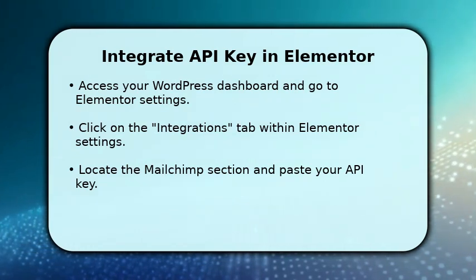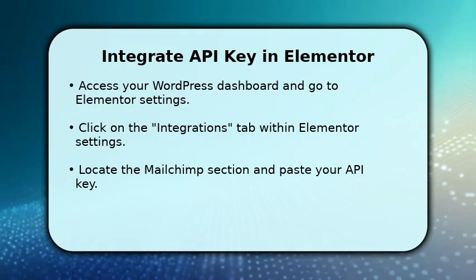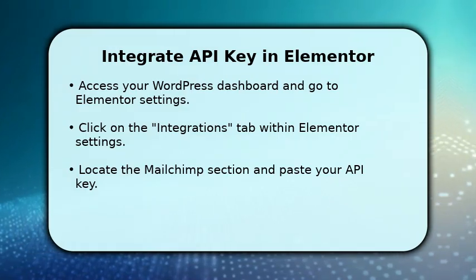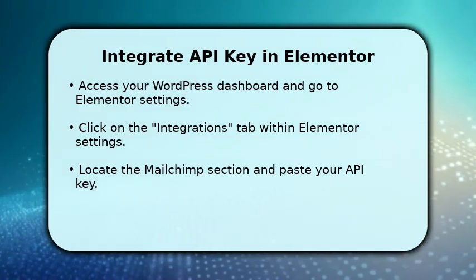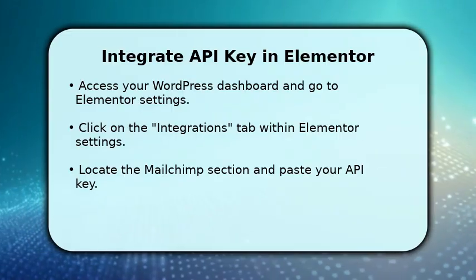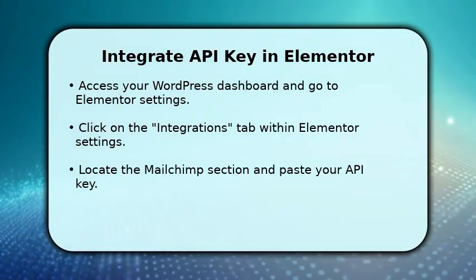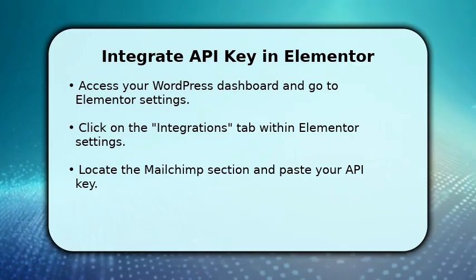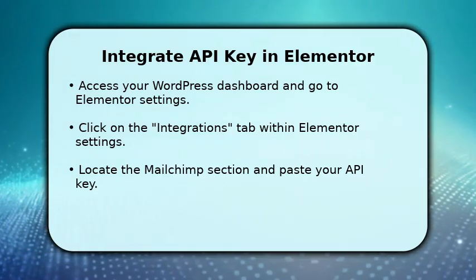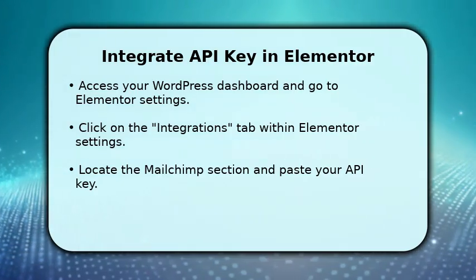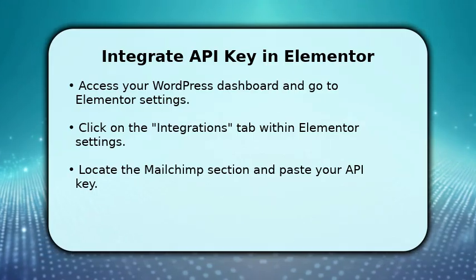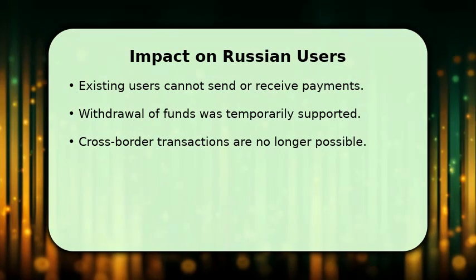Head over to your WordPress dashboard, then navigate to Elementor and click on Settings. Inside the settings, you'll find an Integrations tab. Scroll down until you see the Mailchimp section. Paste the API key you just copied into the designated field. Remember to click Validate API key to ensure a successful connection, then save.